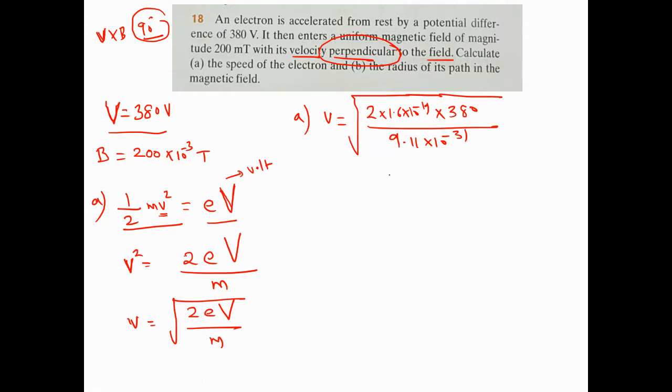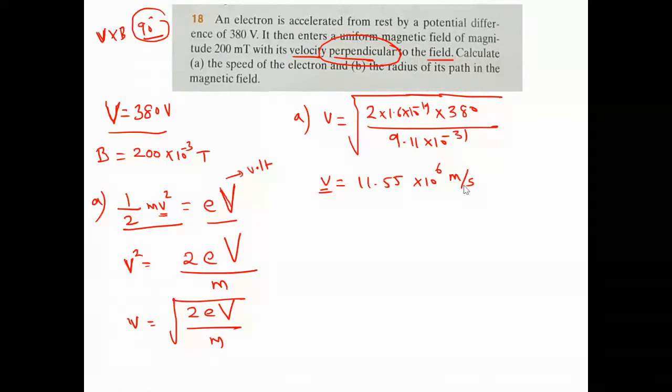11.55. What's the value, my dear? 11.55 multiplied by 10 to the power of 6, or minus 6? It's plus 6. What's the unit for the speed, my dear? Meter per second. Clear? This is our speed value.